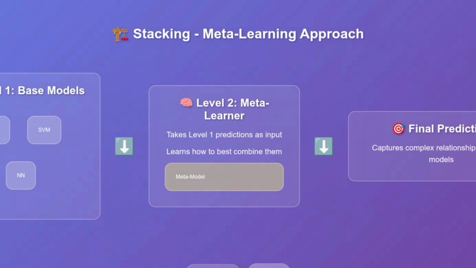Stacking, or stacked generalization, is the most sophisticated ensemble method. It works in two levels. Level 1 consists of diverse base models trained on the original data. Level 2 uses a meta-learner that takes the predictions from Level 1 models as inputs and learns how to best combine them. The meta-learner can be any algorithm, often a simple linear model or neural network. This approach can capture complex relationships between different models' predictions.